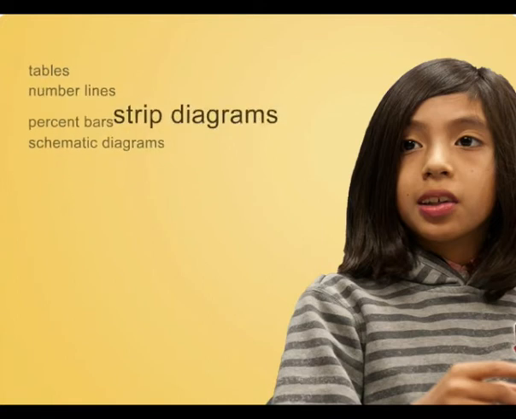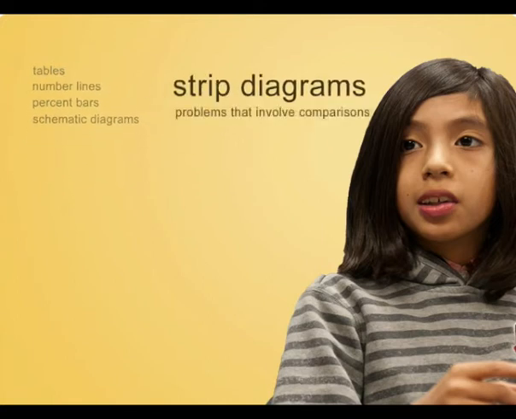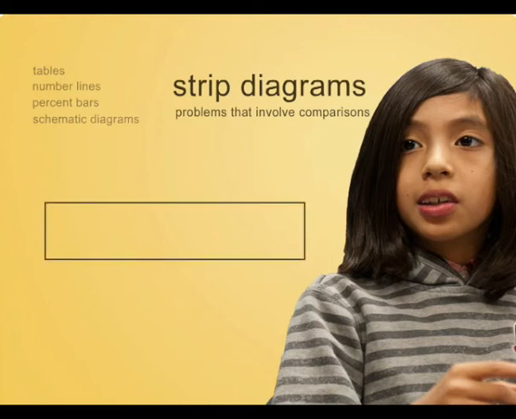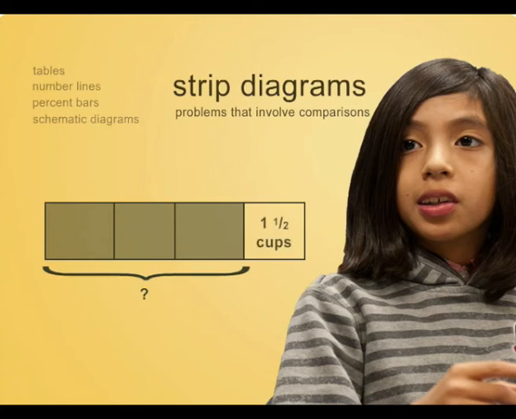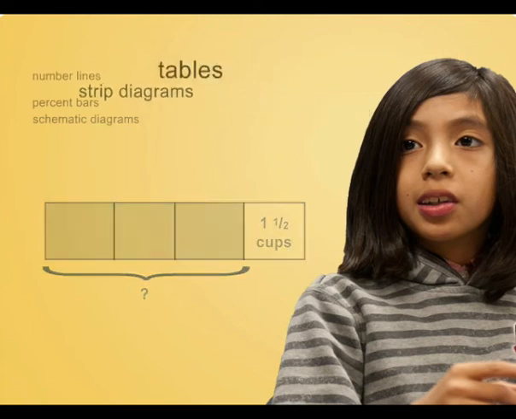For example, strip diagrams work well for problems that involve comparisons. In this example, Sherry is using a strip diagram to find out how much chili was served for dinner when the family has consumed 3/4 of the chili and there is 1½ cups left.